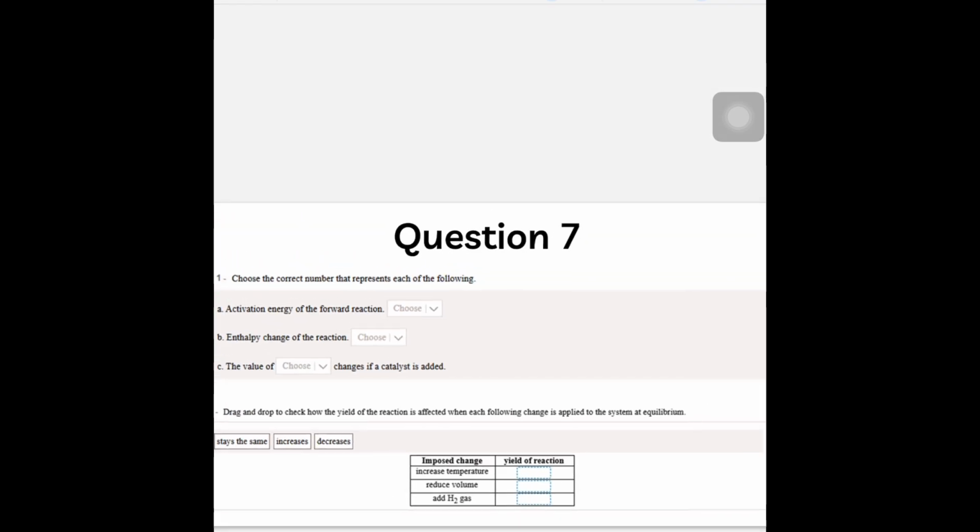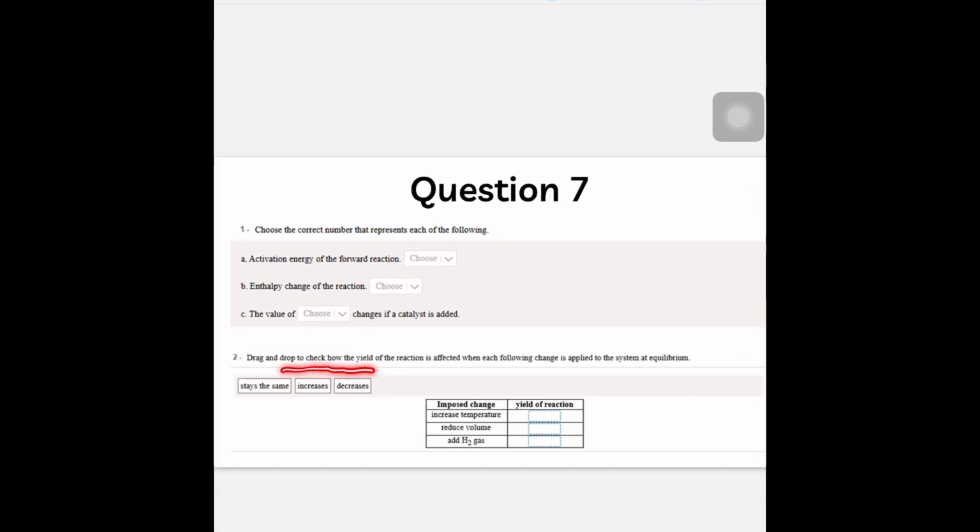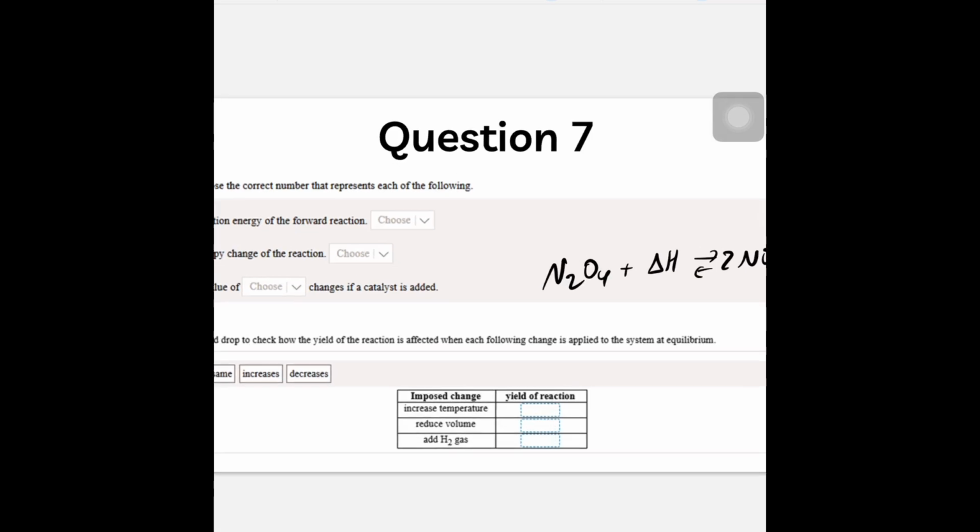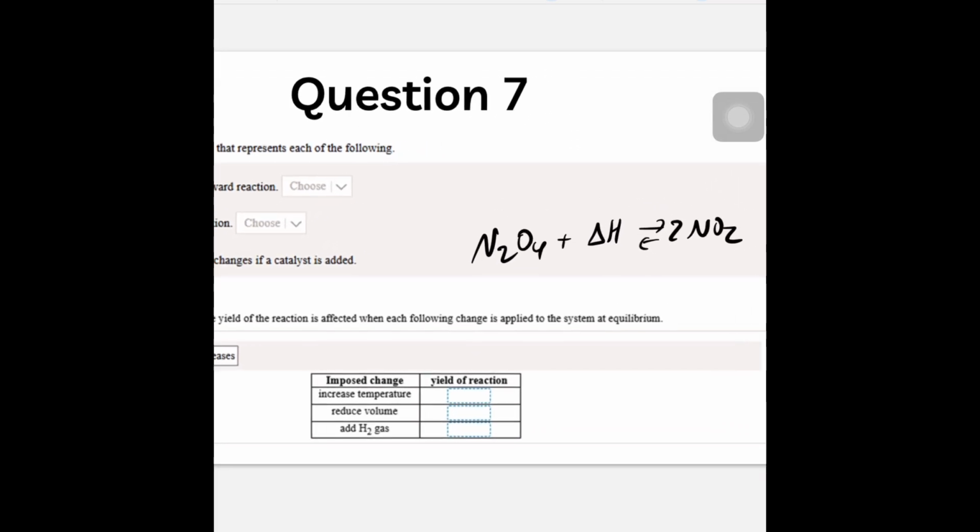Now, in the next question, they said, drag and drop to check how the yield of the reaction is affected when each following change is applied to the system at equilibrium. And by the yield, they mean the amount of products. So let's write the reaction again over here. So this is the reaction. It's N2O4 plus delta H, and it's giving 2NO2. And the first question was, what's going to happen to the yield if I increase the temperature?